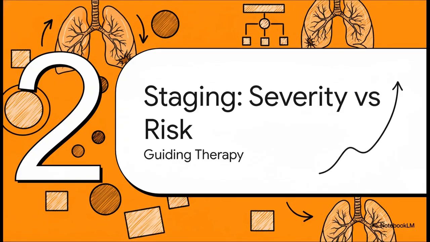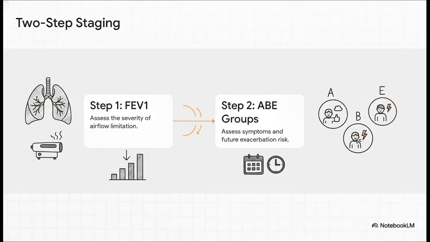Our next job is to stage it. And this isn't just about giving it a label. It's about really understanding the patient's disease so we can pick the right therapy. Staging is really a two-step process. Think of it like this. First, we look at the numbers, the FEV1, to grade how severe the airflow limitation is on paper. But second, and this is actually more important for treatment, we assess how the disease is impacting the patient's life, their symptoms, and their risk for getting sick in the future.